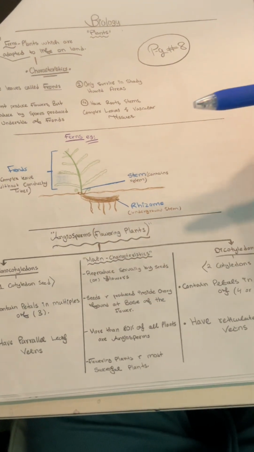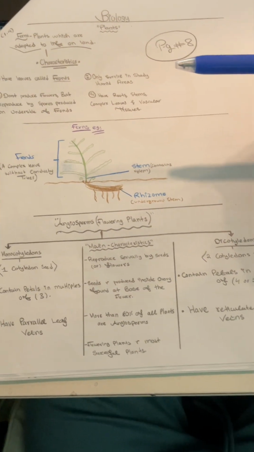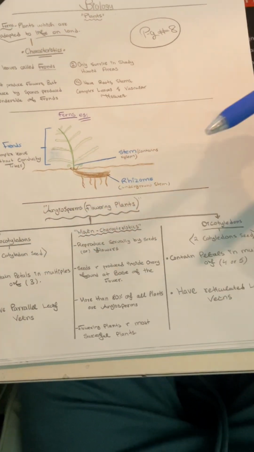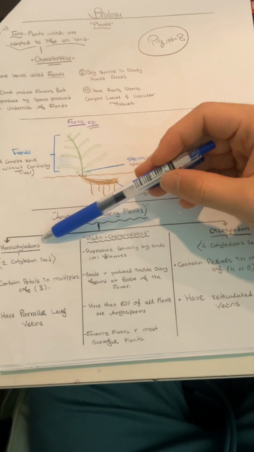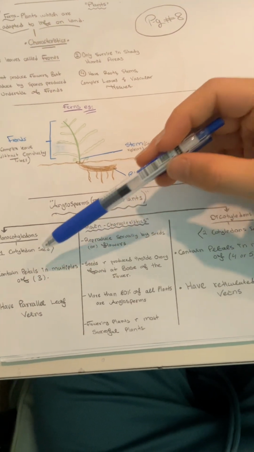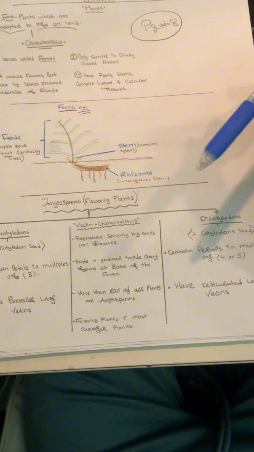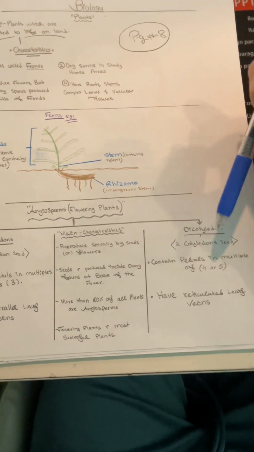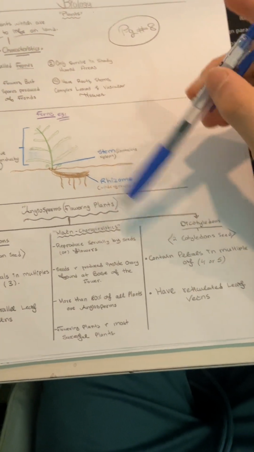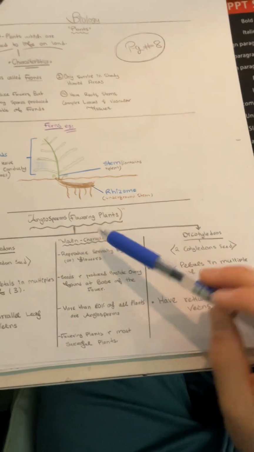And coming to angiosperms. Angiosperms are flowering plants. They are divided into monocotyledons and dicotyledons. Mono meaning one, di meaning two. One cotyledon seed, two cotyledon seeds. Monocotyledons contain petals in multiples of 3, so 3, 6, 9, 12, etc. They have parallel leaf veins. The dicotyledons, on the other hand, contain petals in multiples of 4 or 5, and they have reticulated leaf veins.